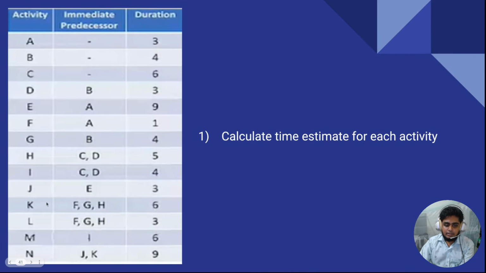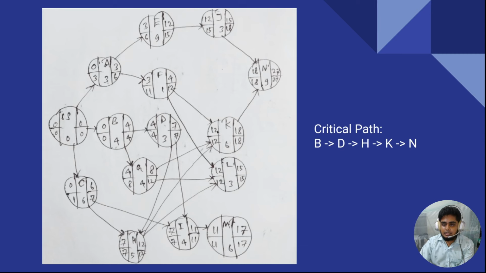After that, for activity K, we have to complete the activities F, G and H, and this activity K came from 3 activities. That's why in the forward pass I have to count the maximum one, 4, 8 and 12. Which is the maximum? 12 is the maximum. That's why I take 12 as the earliest starting time of activity K.